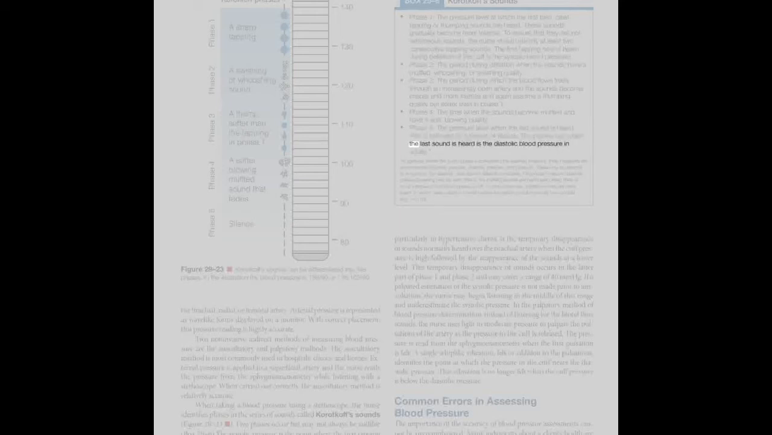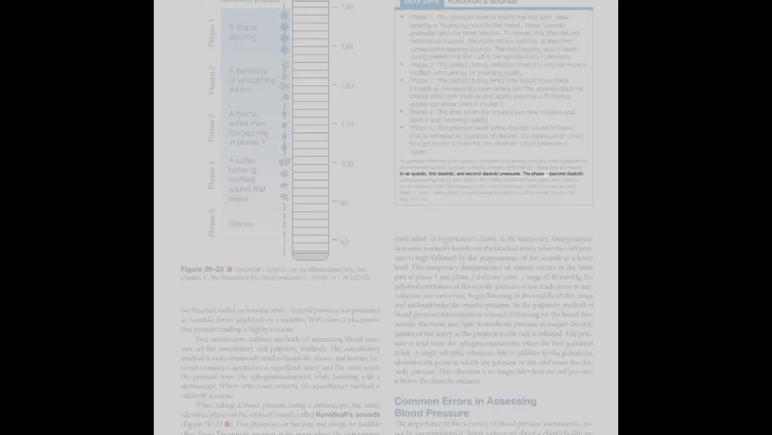The pressure at which the last sound is heard is the diastolic blood pressure in adults. Asterisk: in agencies where the fourth phase is considered the diastolic pressure, 3 measures are recommended: systolic pressure, diastolic pressure, and Phase 5. These may be referred to as systolic, first diastolic, and second diastolic pressures.